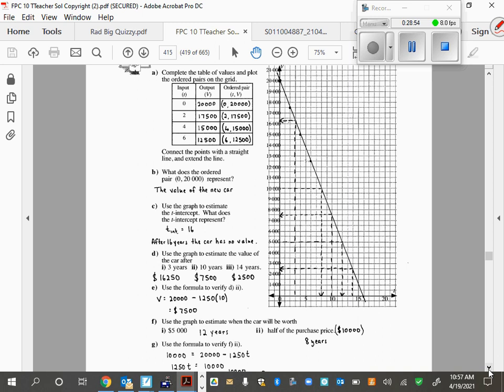Make sure you understand what this point means. It means that you purchased the car for $20,000, and it has 0 years on it. So you can put the value of the new car, the purchase price, all that would be good. What does T equals 16, or T-intercept of 16, mean? Right here.